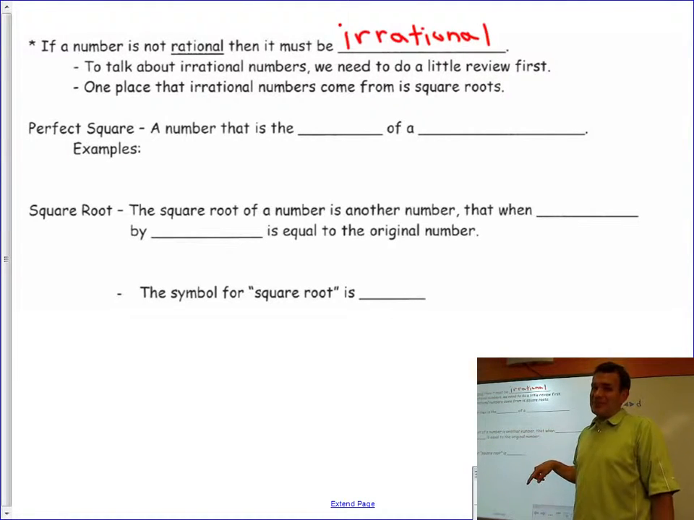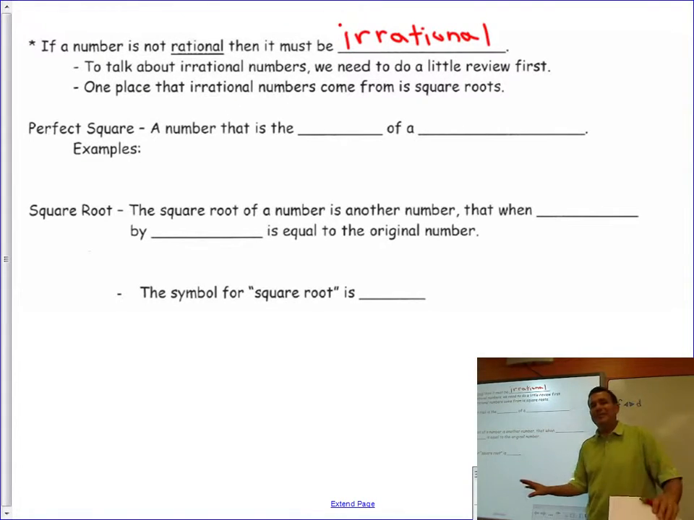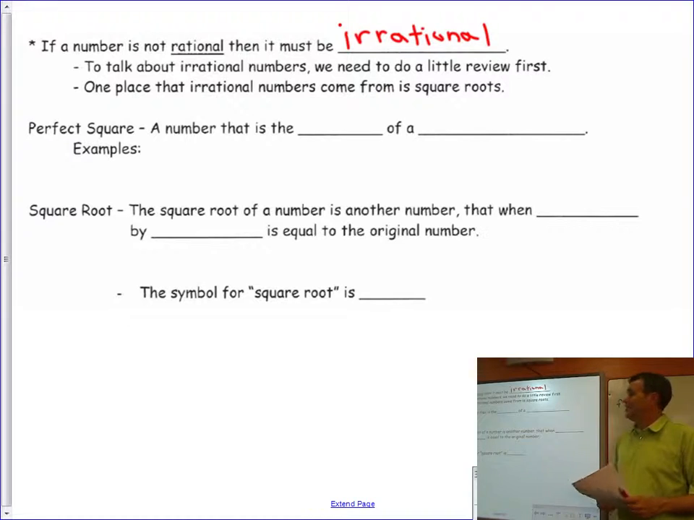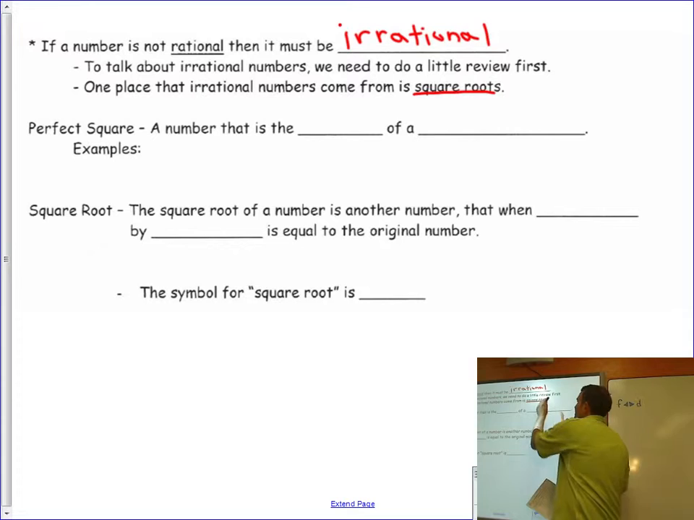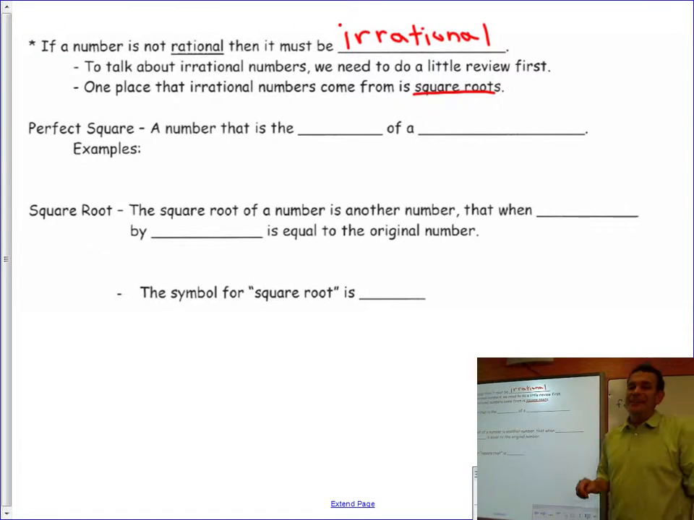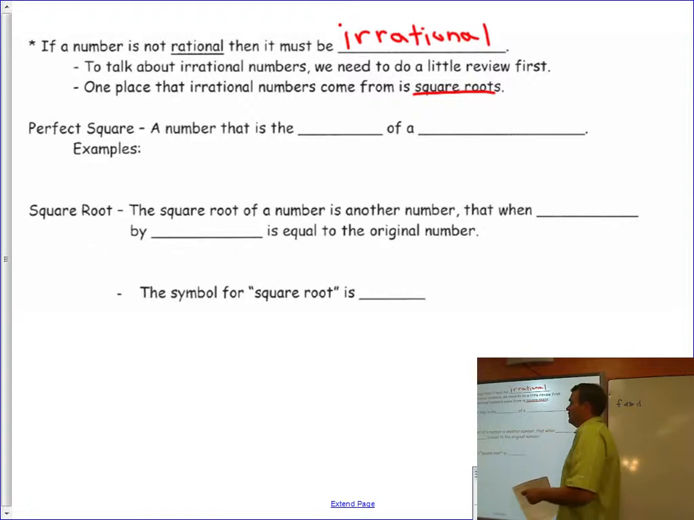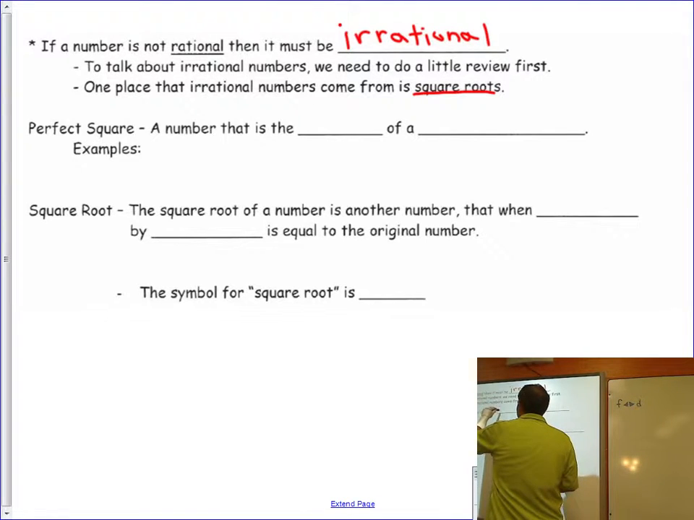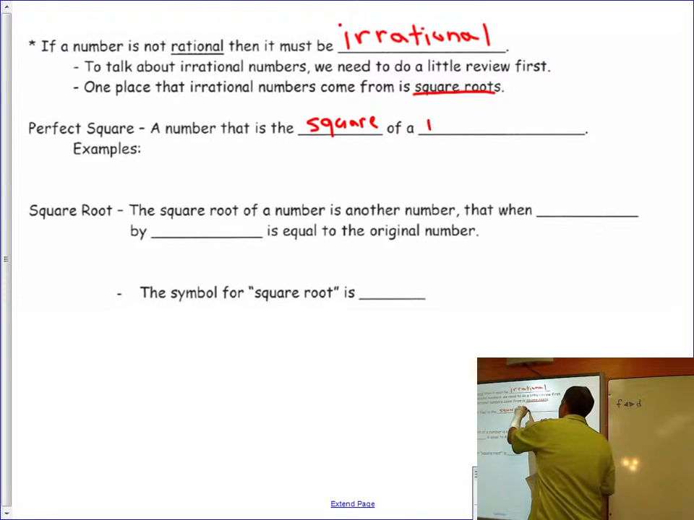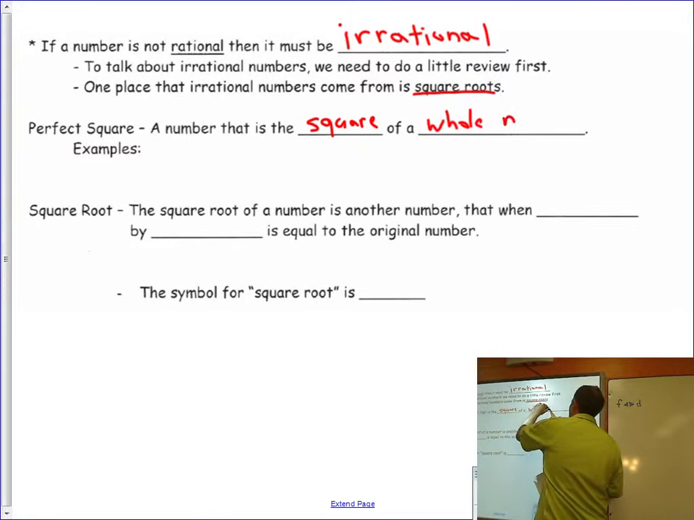Talking about irrational numbers, though, is a little bit harder. And to talk about irrational numbers, we're going to need to do a little bit of review first, because one place that irrational numbers come from are square roots. So let me talk about square roots for just a minute here. The first thing you need to know about square roots is actually perfect squares. A perfect square is a number that is the square of a whole number.